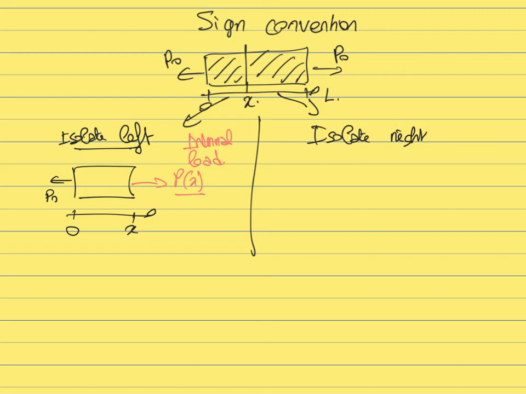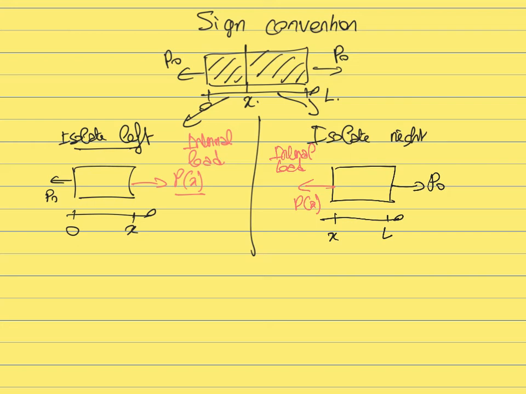Now, if we isolate the right, same thing. So now we have the right part of the beam. This is what we will isolate. It goes between X and L. We still have the load P naught applied on the right. And now on the left, we have the load that is applied by the left to the right. Again, we will define this same internal load using the positive sign convention. So we will now define this load as pointing towards the left. Why? Again, because we always want to define it as pointing towards the outside of the material.